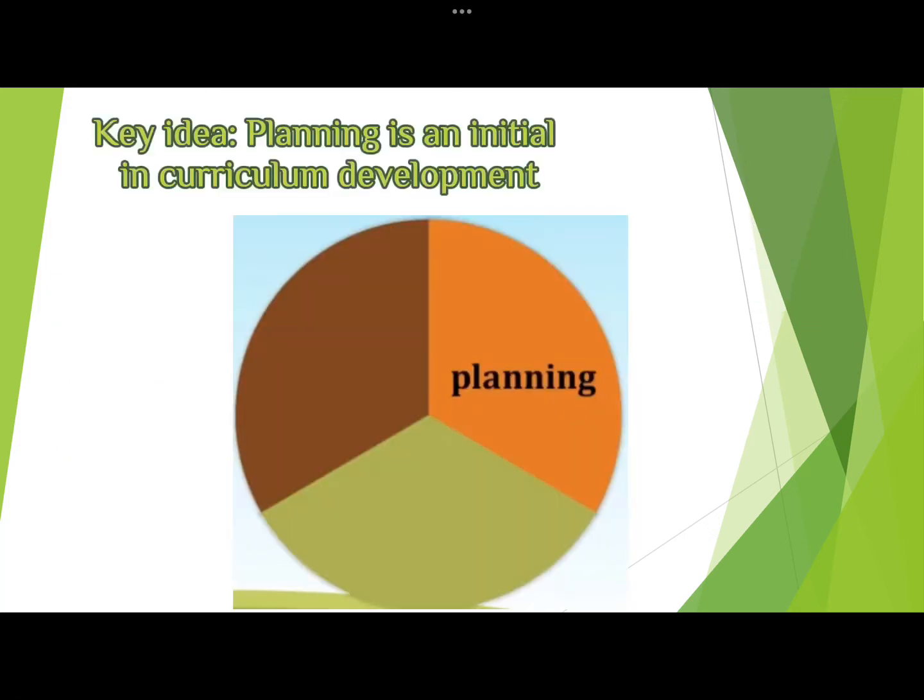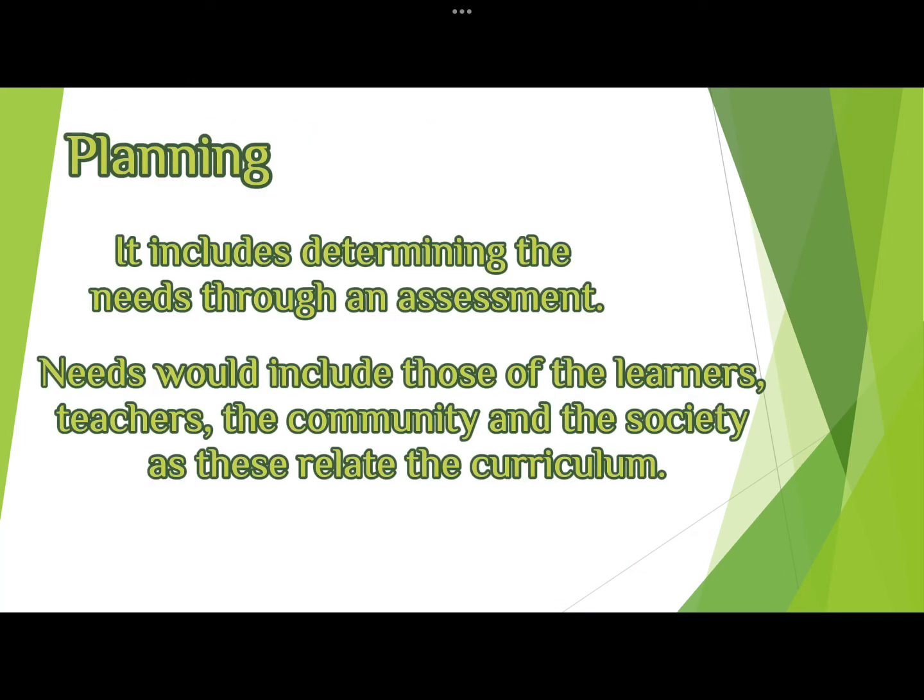Key idea: planning is an initial process in curriculum development. It includes determining the needs through an assessment. Needs would include those of the learners, the teachers, the community, and the society as these relate to curriculum. After the needs have been identified, the intended outcomes are set. Intended outcomes should be SMART: specific, measurable, attainable with result, and within the frame of time. Intended outcomes should be doable, achievable, and desired.